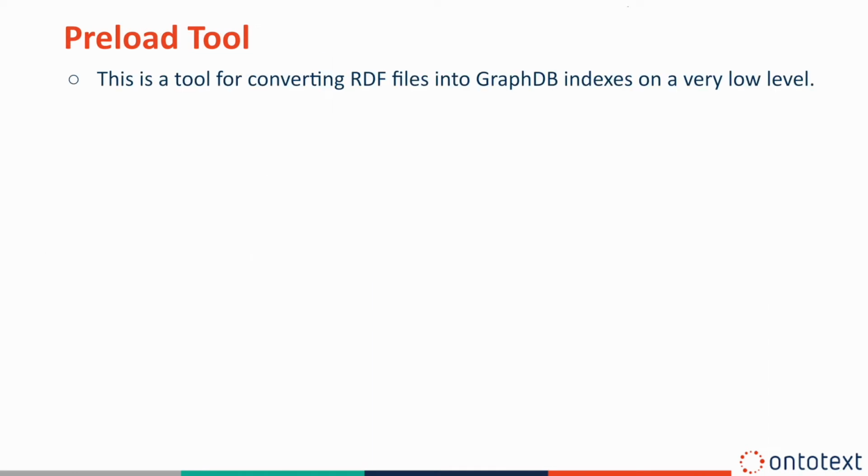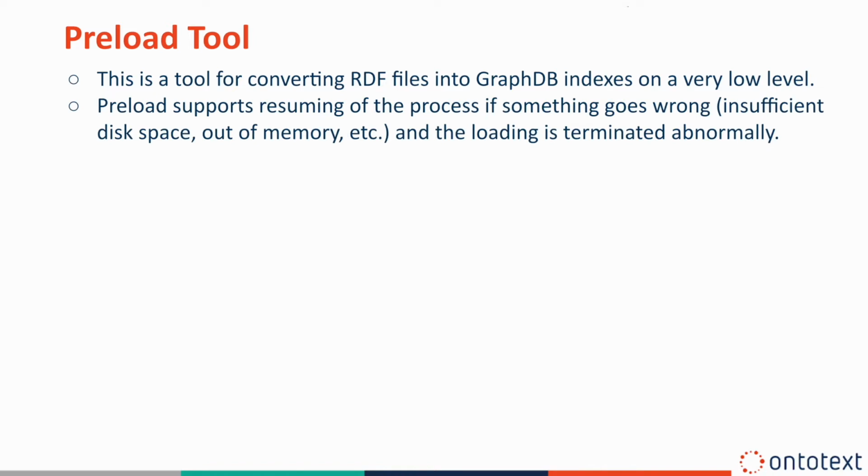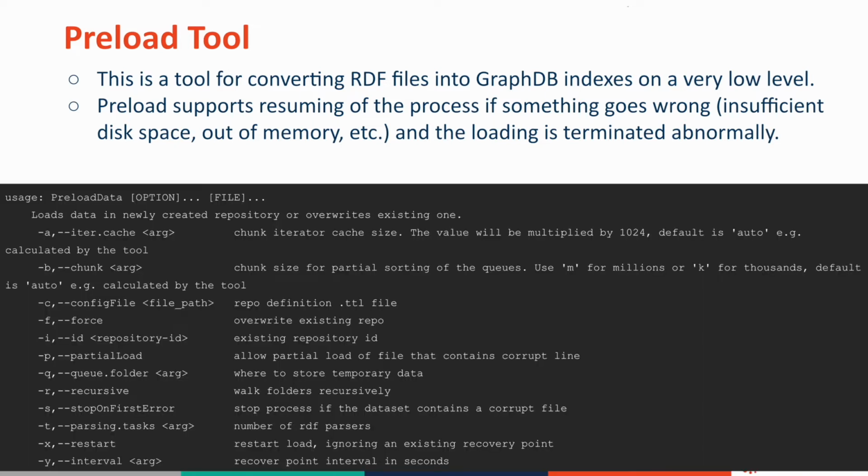Preload is a tool for converting RDF files into GraphDB indexes on a very low level. A common use case is the initial load of datasets larger than several billion RDF statements with no inference. Preload can perform only an initial load, which is transactional, supports stop requests, resume and consistent output even after failure. To run it, use the command line environment by typing the preload command with its corresponding parameters. The preload tool resides in the bin folder of the GraphDB distribution.